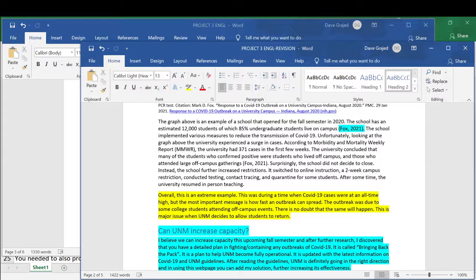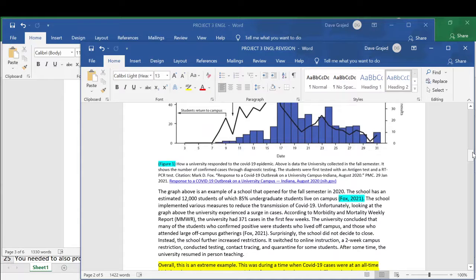Lastly, the last revision I made was to incorporate my sources in text. As you can see, in my revision, I incorporated sources which are highlighted in my revision.